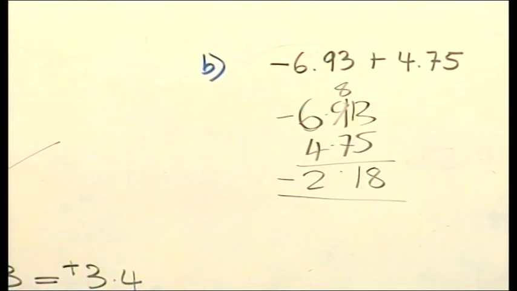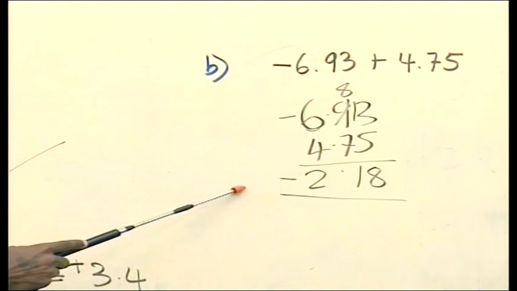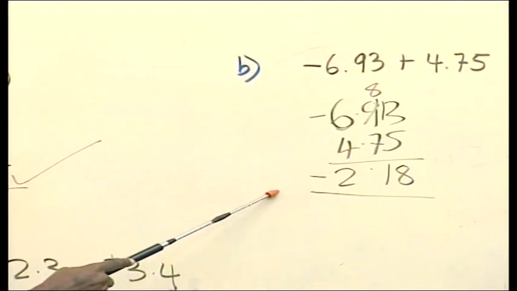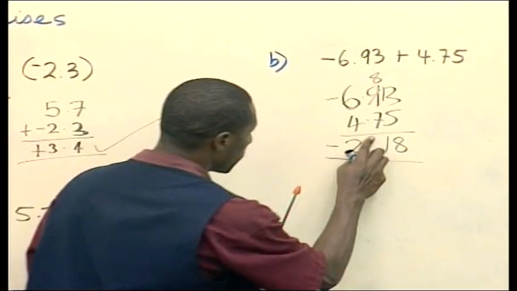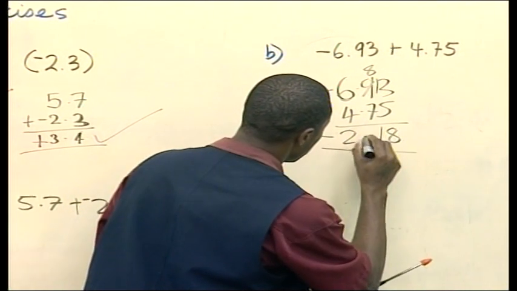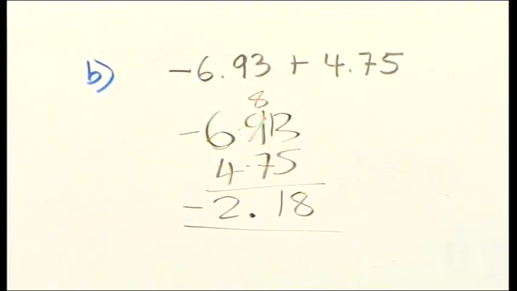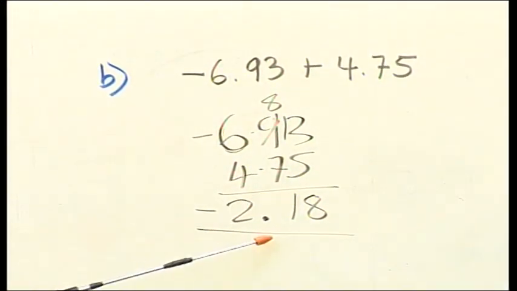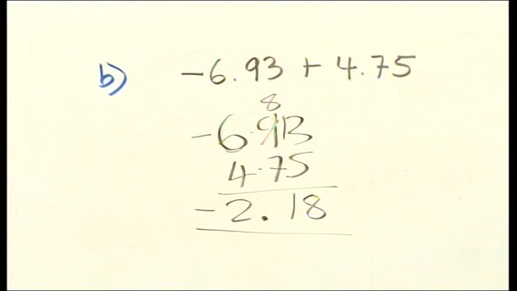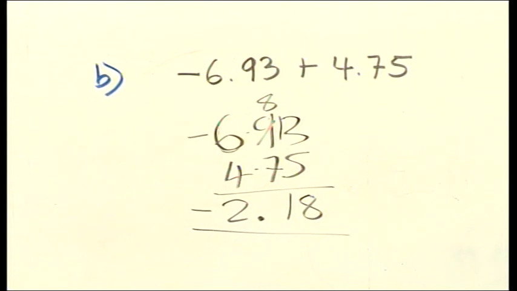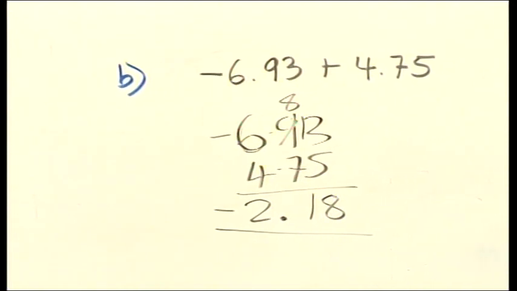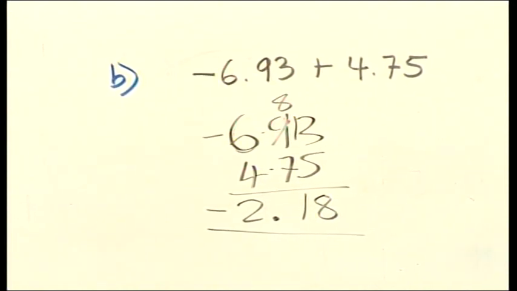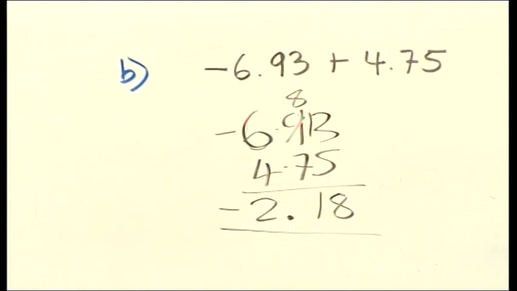Let us look at answer B. Are we correct with the answer negative 2.18? Yes, negative 2.18 is correct. When you are putting a decimal point, please place it below and not above. So Alan's answer, negative 2.18, is correct. Receiving students and 7s, you should have the two answers there: A, positive 3.4 and B, negative 2.18.